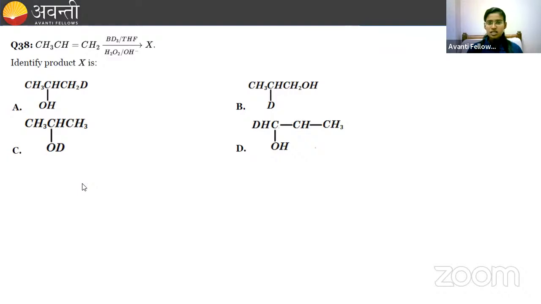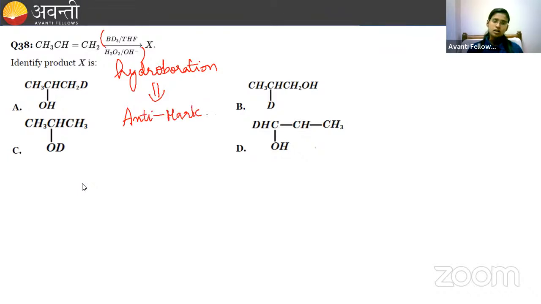So these are the reagents we see in the hydroboration oxidation reaction. In the hydroboration oxidation reaction, we get the anti-Markovnikov product. Anti-Markovnikov means the negative part of the addition molecule will go to the double bonded alkene carbon which has more hydrogen atoms. That is called anti-Markovnikov addition.